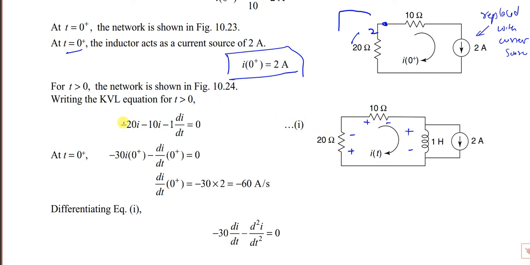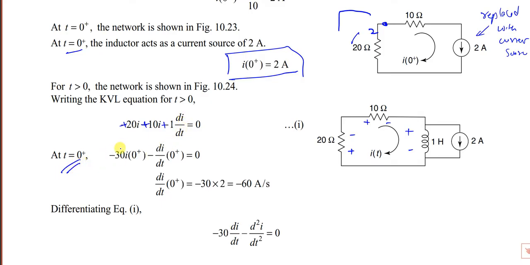So plus 20 into I of t, plus 10 into I of t, plus L into di by dt. Voltage across the inductor is L into di by dt. So wherever I is there now, you consider I of t: 20 into I of t plus 10 into I of t plus L into di by dt of t.